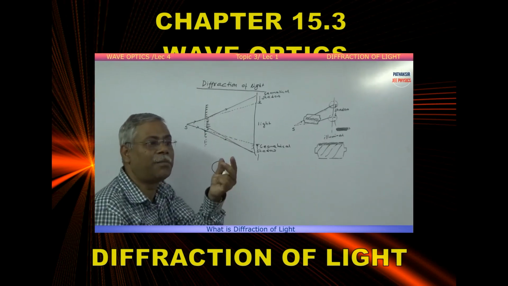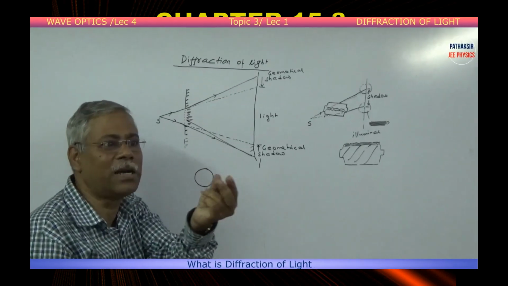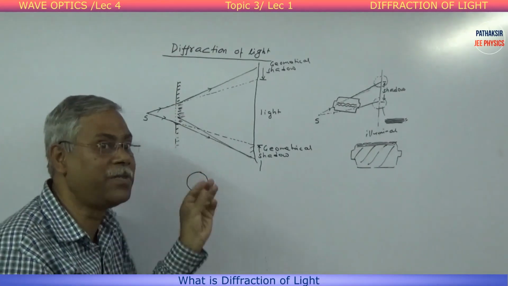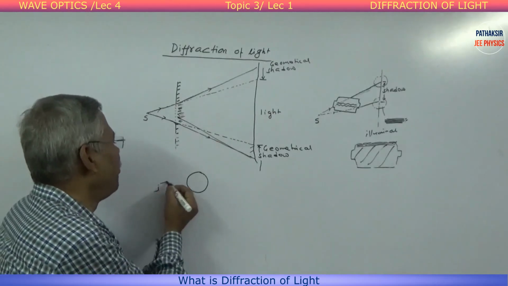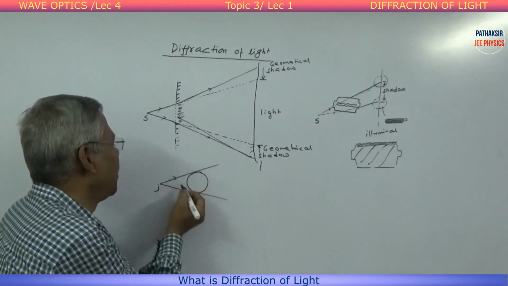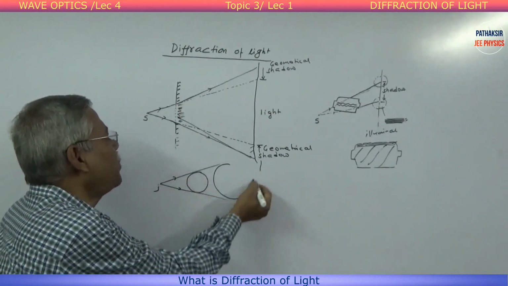This is a ball bearing. You have seen a cycle ball bearing. Okay, if it is very smooth and you have kept a source here, then light will go like this, and you should expect this type of shadow.